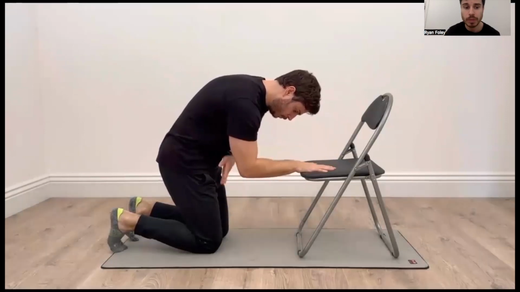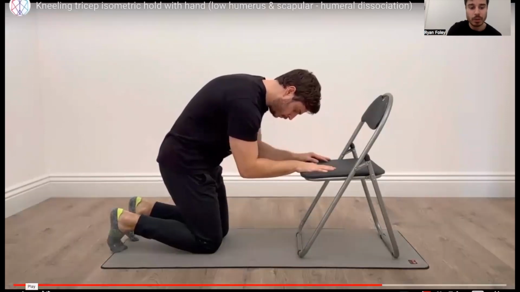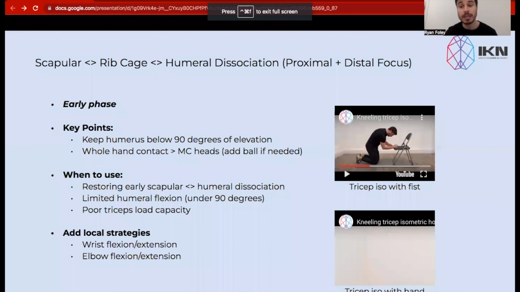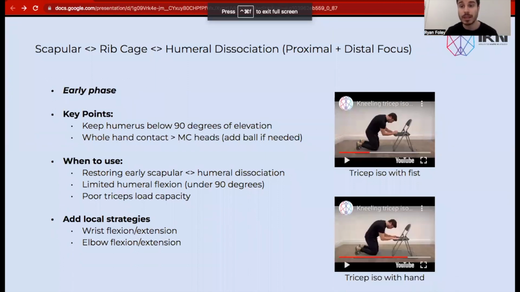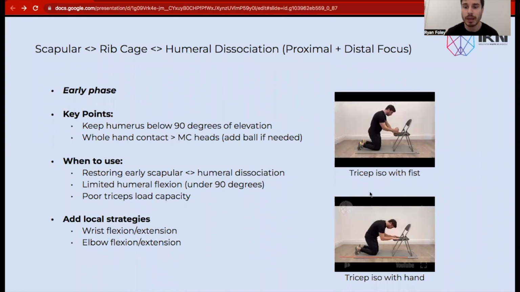Okay, really important to begin to get that load distally. But again, the speed at which we progress that load distally will depend on what we find during the subjective and objective history as well. Okay, so lots of ways we can add more local strategies within these positions. Okay, and that's what will typically change as we progress across the rehab process.